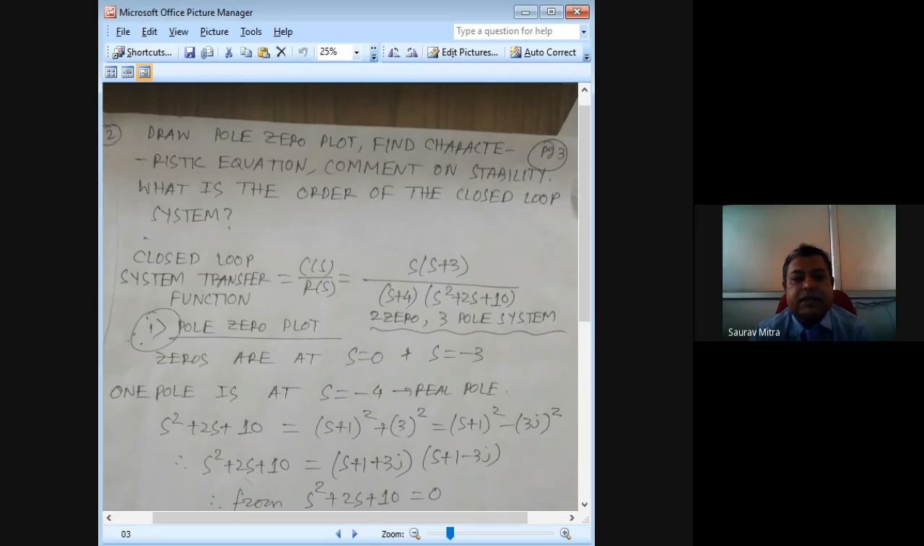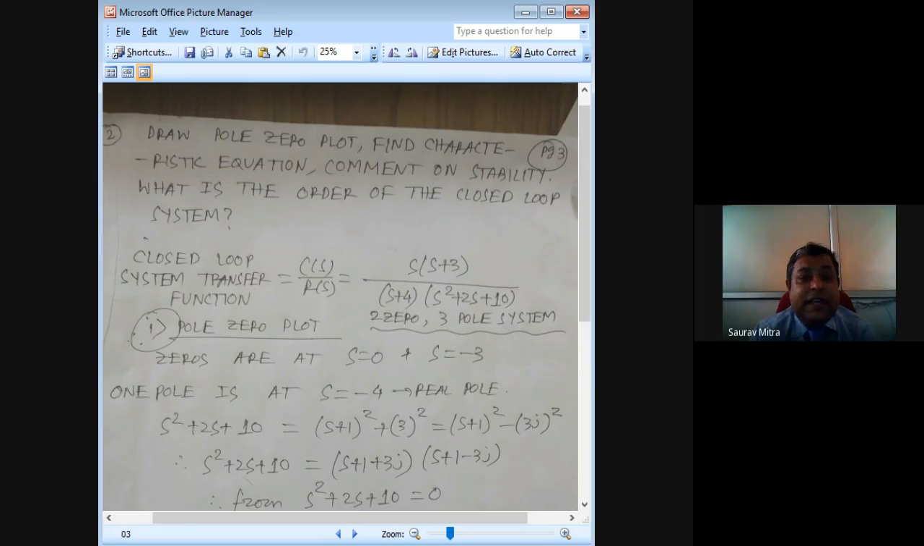So the numerator is given by s into s plus 3 and the denominator is given by s plus 4 into s square plus 2s plus 10. Now this is a case scenario. Four things are asked. The first thing asked is to find the pole zero plot. From C(s) by R(s) we find there are two poles and two zeros. We should know how to find poles and how to find zeros. Then you have to check whether the poles and zeros are complex or real, and whether they are in the left hand side or right hand side. If all the poles are in the left hand side of the S-plane, then the system will be a stable system. So the first question is to draw the pole zero plot.